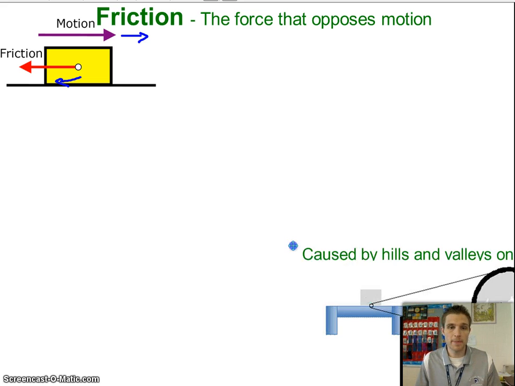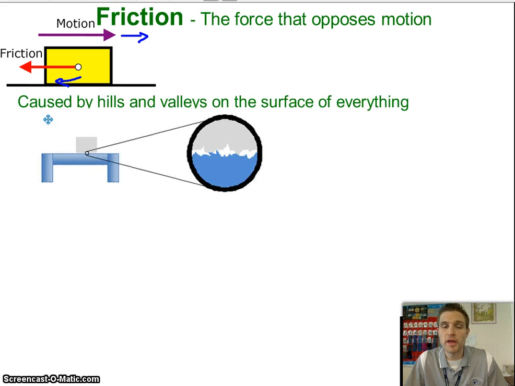Now, why does friction happen? Well, friction is caused by all the hills and valleys on every surface. Every surface, regardless of what it is, has different hills and valleys. Some are microscopic, some are bigger, some are different shapes, sizes, things like that. So if we look at this example here of this block on a table, when we zoom in right here, we can see the hills and valleys. And when they actually start to touch or interact, that's what slows down the motion of the object, because they're catching each other and slowing down the motion of that object.